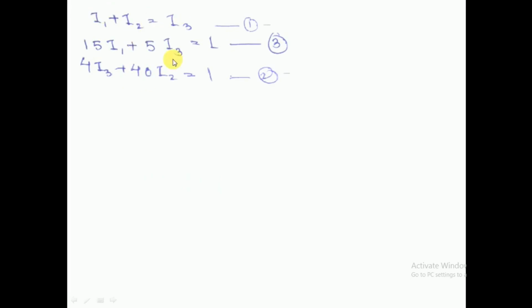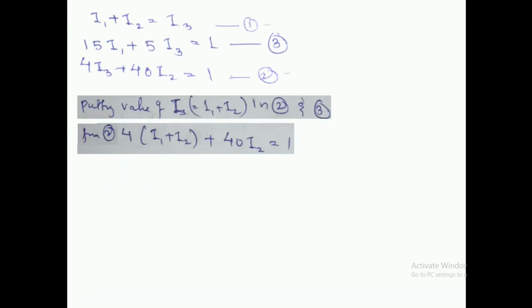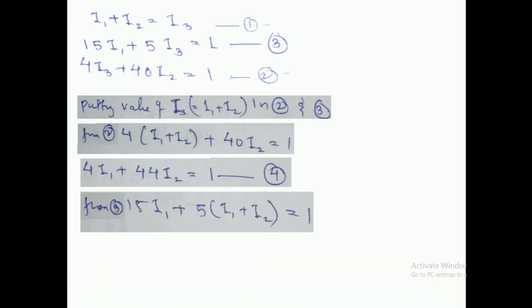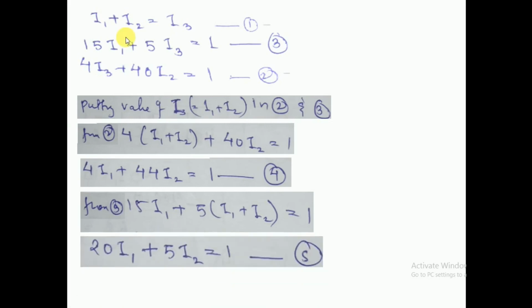To solve this, I can see I3 is in both equations 3 and 4, so I'll put the value of I3 in both equations and I'll get I1 and I2 only, then I'll solve. Solving the equations is totally up to you, you can try your own way also. So now I'm putting the values. In equation number 2, I'm putting the value from equation 3. If I put the value of I3 to be I1 plus I2, then you'll get 20 I1 plus 5 I2 is equal to 1.